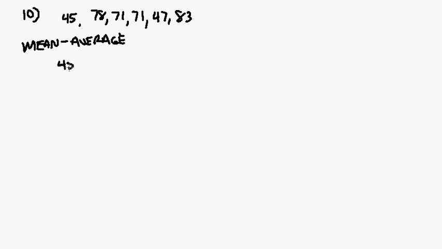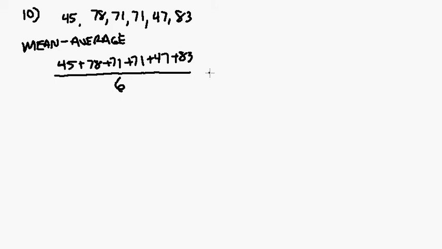So I would go 45 plus 78 plus 71 plus 71 plus 47 plus 83 divided by 1, 2, 3, 4, 5, 6, divided by 6. If I add all those numbers up, 45 plus 78 plus 71 plus 71 plus 47 plus 83, I wind up getting 395.